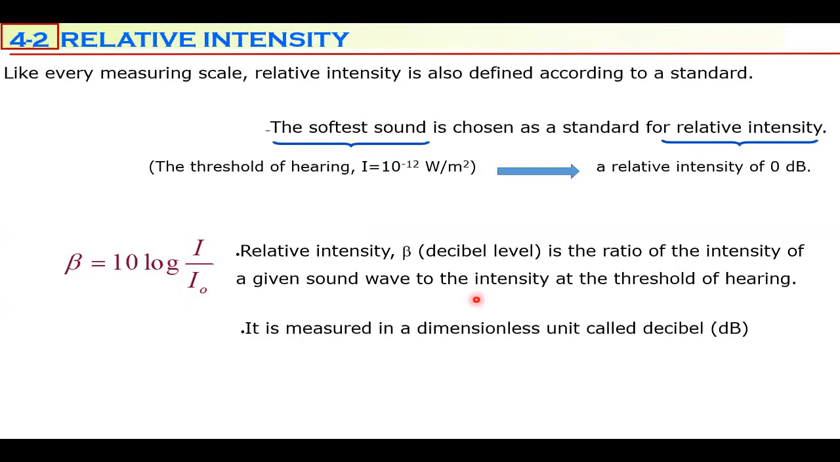As I said, relative intensity is also a dimensionless unit, because sound intensity divided by sound intensity simplifies. That's why it has no dimension, just like the radian in section 1, chapter 1, where we talked about that. The unit of relative intensity, the decibel level, is the decibel. Because it has no dimension, the decibel is given as the unit for sound relative intensity.